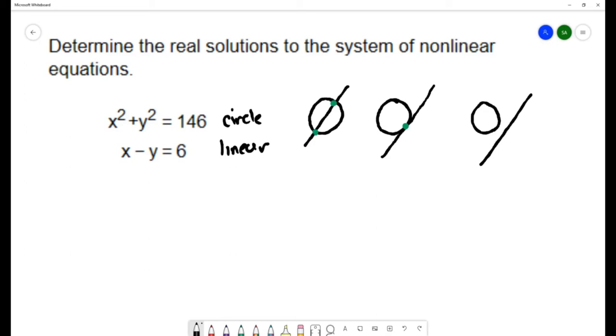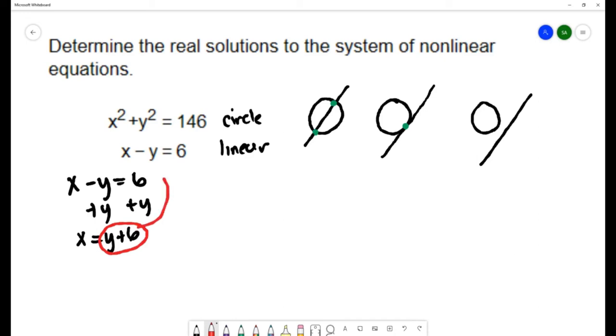What I'm going to do is the substitution method, and I think it's going to be easiest to take the second equation, x minus y equals 6, and let's solve for x. I'm going to add y. That's x equals y plus 6. And I'm going to substitute that into the other equation. So we're going to substitute y plus 6 in for x because this equals x.